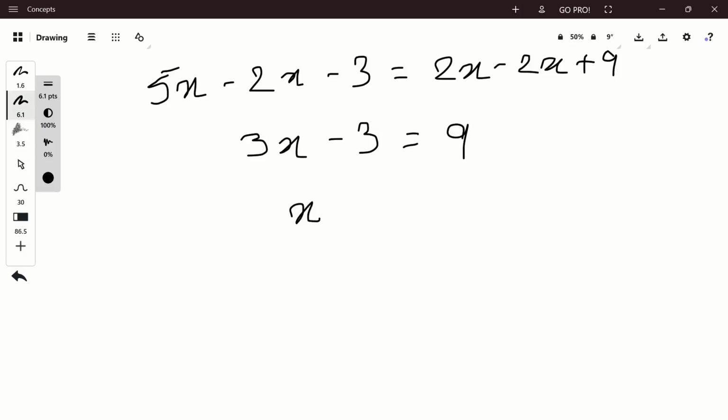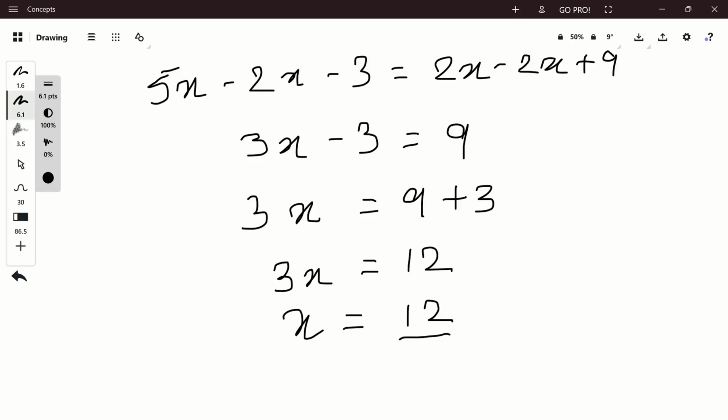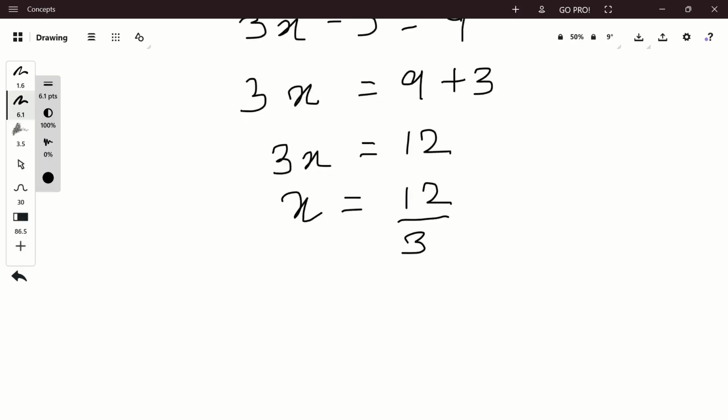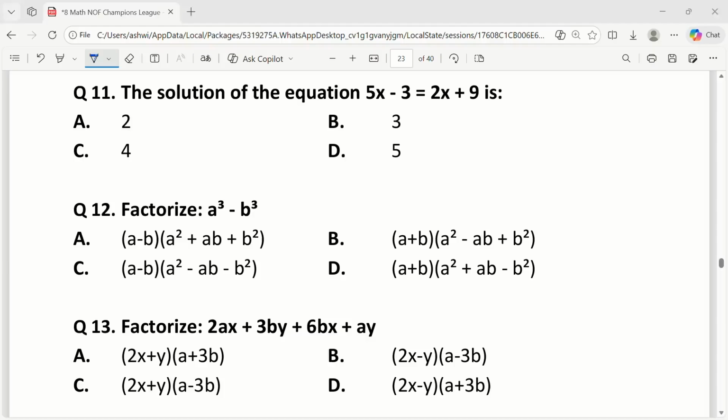Now 3x is equal to 9 plus 3. 3x is equal to 12. Value of x is equal to 12 by 3. So x is equal to 4. The answer is C, 4.